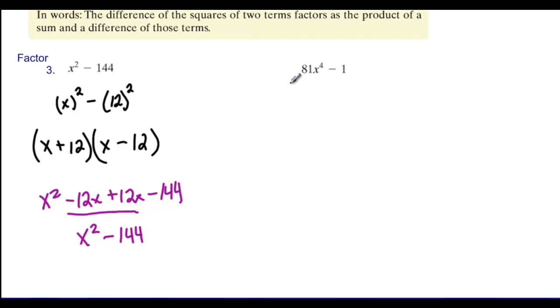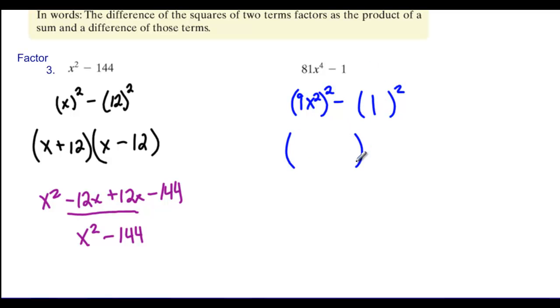So let's look at our next example. This one's a little bit trickier because we're trying to figure out what we're squaring to get to this 81x to the fourth, and the what we square to get to 1 hopefully is not too bad. To get 81x to the fourth, we have to square a 9 to get to the 81. And then to get to x to the fourth, we have to square x squared. So 9x squared, all squared, is going to get us 81x to the fourth. And then 1 squared gives us 1.